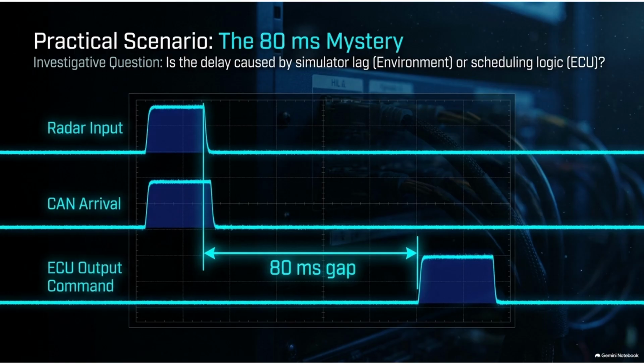Here is a common mystery on the test bench. The emergency brake signal arrived 80 milliseconds late. There is a gap of 80 milliseconds. We then ask a question: is the delay caused by simulator lag in the test bench environment, or by the scheduling logic inside the ECU? Where does this gap come from? If it is environment side, we must align our timestamps. If the input signal itself arrived late to the ECU from the models, the ECU is actually not the one to blame. We have to think about the environment, so we should fix that.